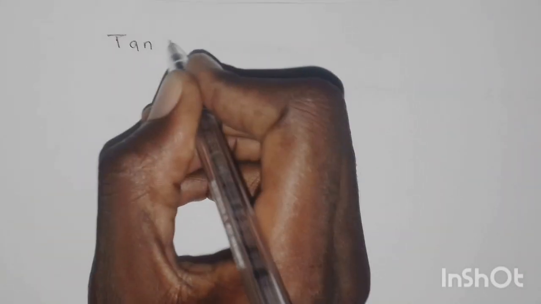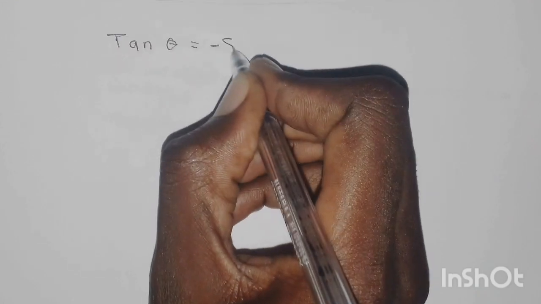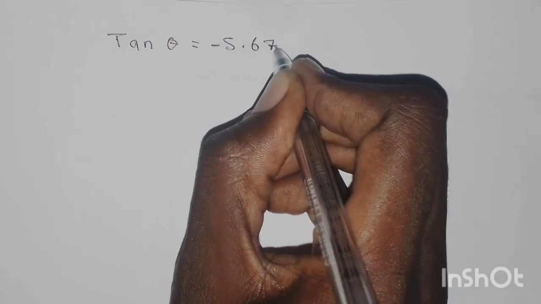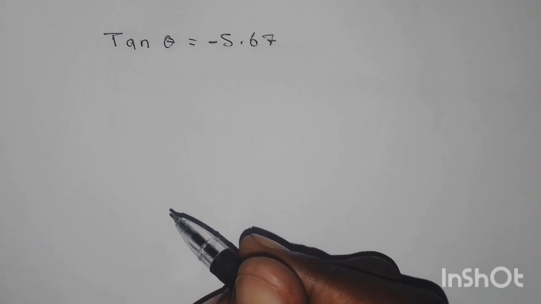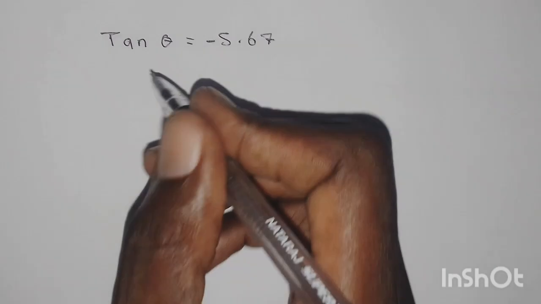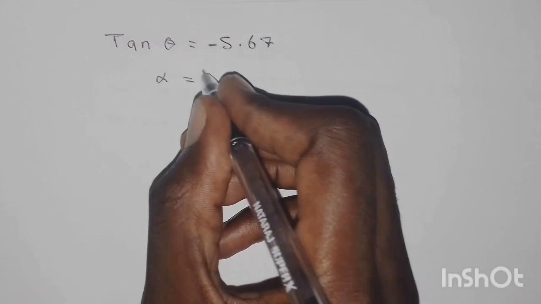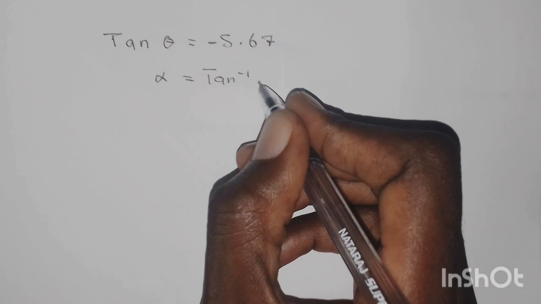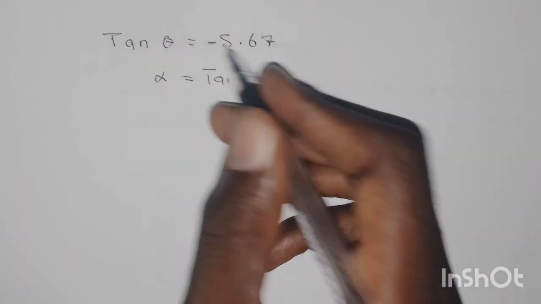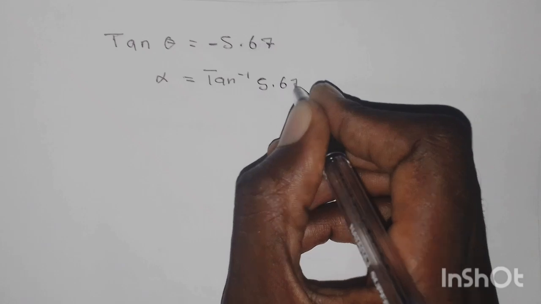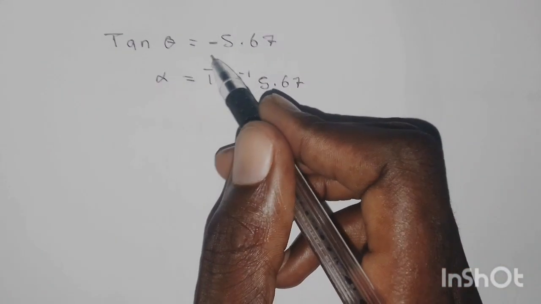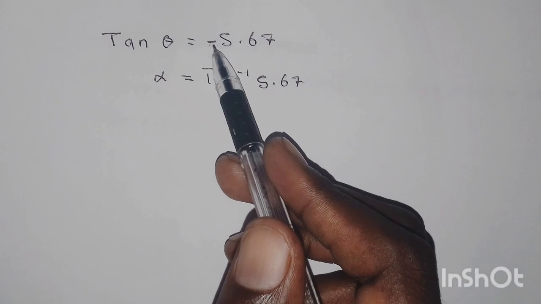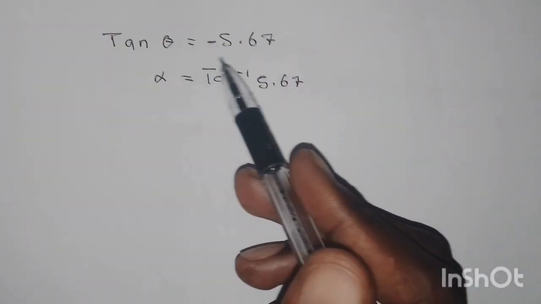Okay, for the second question, tan theta is equal to negative 5.67. For this one, first step is let us find our reference angle. Our reference angle will be tan inverse of, in this case, forget about the negative there. Just write 5.67. So just leave out the negative here. The negative will help us to determine in which quadrant we are going to be solving.